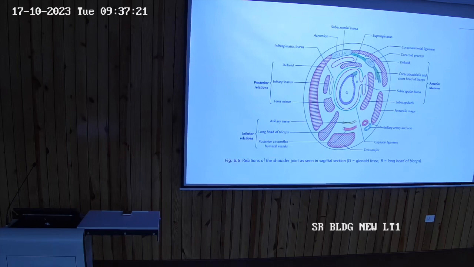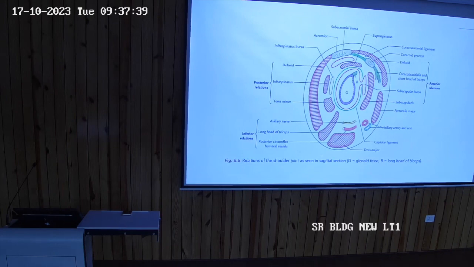Posterior to this, there is another bursa, the infraspinatus bursa, and posterior to it is the infraspinatus muscle, and this is the posterior part of the deltoid muscle.